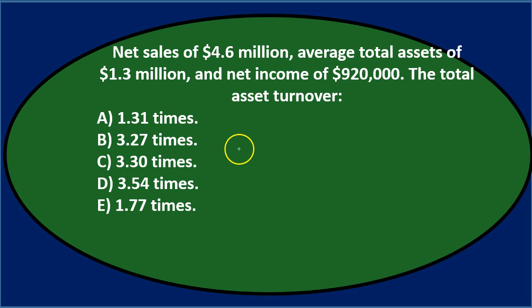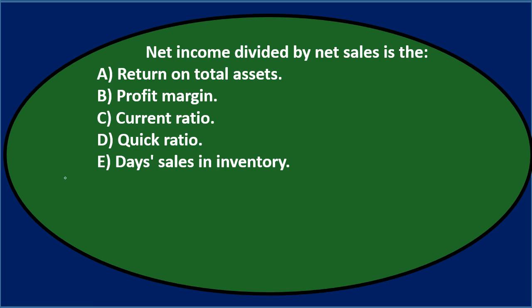Let's go back over here. We're looking for 3.54. Looks like D is the one we're looking for. Next question. Net income divided by net sales is either A, return on total assets, B, profit margin, C, current ratio, D, quick ratio, E, days sales in inventory.